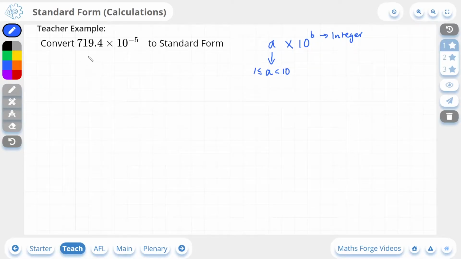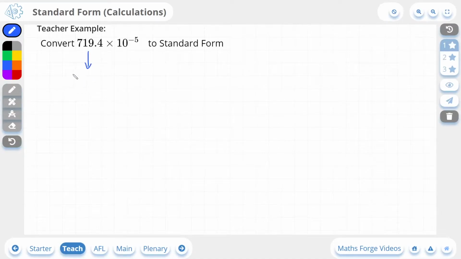Here we're being asked to convert 719.4 times 10 to the power of negative 5 to standard form. So the reason this number here is not in standard form is because of this 719.4. This number here should be between 1 and less than 10. So how we can actually get this number here to be converted to standard form is by doing the following.